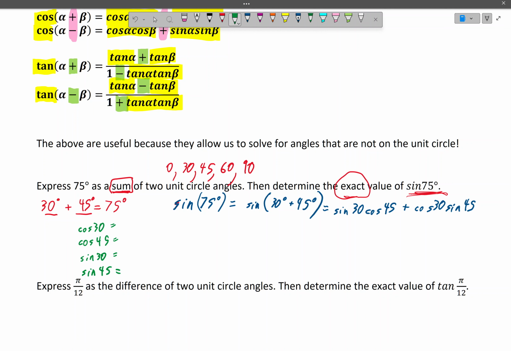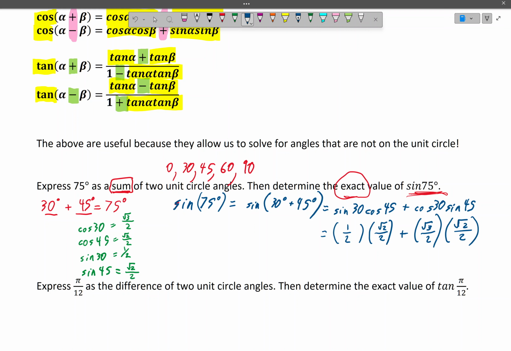Well, cos 30 is when it's shorter and longer, so it's going to be the bigger value, so root 3 over 2. Cos 45 is root 2 over 2, and so is sine 45. Those are paired. And then sine 30 is 1/2. So that's what we start with. So we can take those values and plug them in instead of these values. So sine 30 is 1/2. Cos 45 is root 2 over 2. Cos 30 is root 3 over 2. And sine 45 is root 2 over 2.